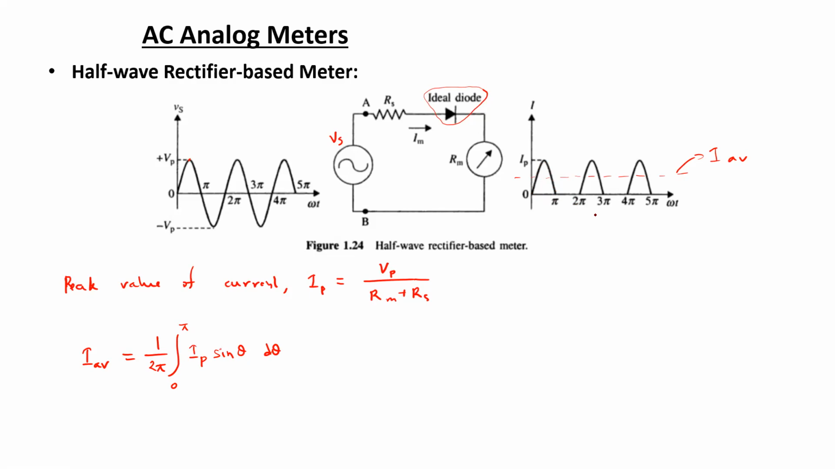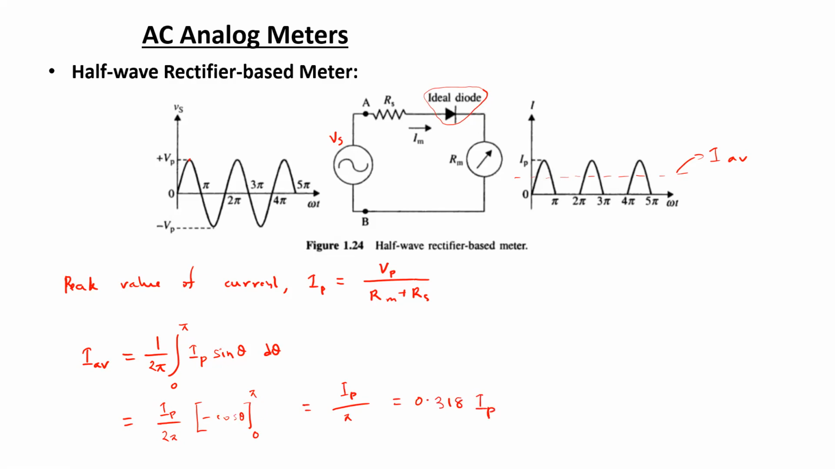So if we proceed with the integration, then we can factor out the peak value, because it is fixed. Later on, if we integrate, we will have minus cos theta from the limit 0 to pi. If we put the limit, ultimately the average value that we are going to get is equal to Ip divided by pi, and it can be further written as 0.318 times Ip.